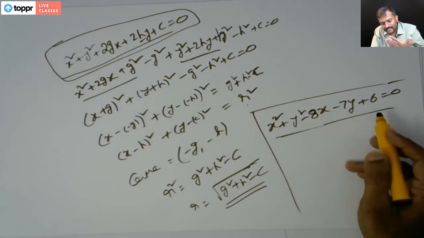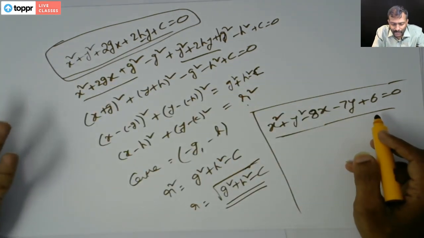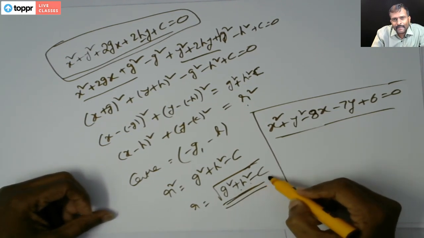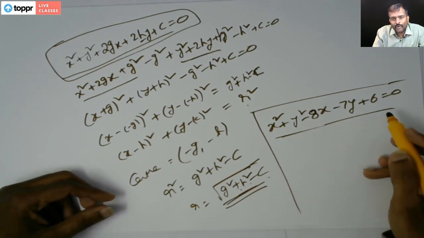Then you cannot sit and complete the squares and do it. It will take a lot of time. So what is the radius? It is root of g square plus h square minus c. So now you have to figure out what is g square, what is h square, and what is c.